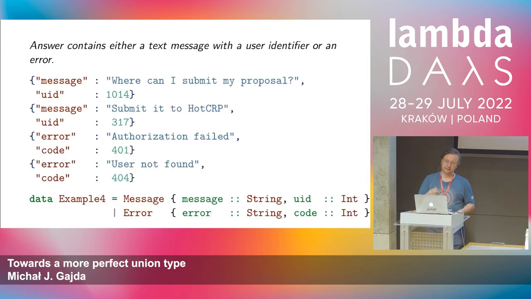An even more complex example is that we have two types of records, ones with messages and the others with errors. They have different fields, so we should recognize which type of record we have from these many examples, and accordingly split it into two type constructors.